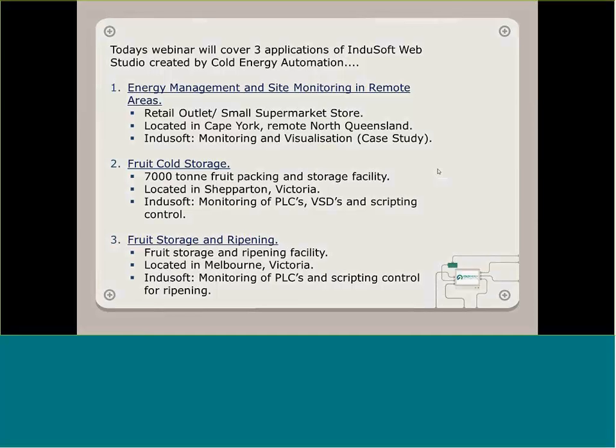The facility stores about 7,000 tonnes of fruit and also operates as a fruit packing facility. It's located in Shepparton in Victoria, and InduSoft's role is monitoring of the PLCs, the variable speed drives, and we also do some scripting control functions. The third and last one we'll have a look at is a fruit storage and ripening application. It's located in Melbourne in Victoria, and InduSoft's role on that one is monitoring the PLCs and also helping out with some of the scripting control for the actual ripening process.